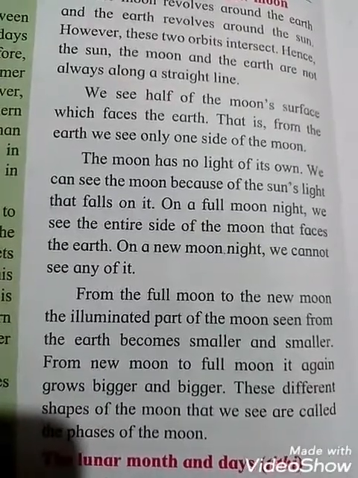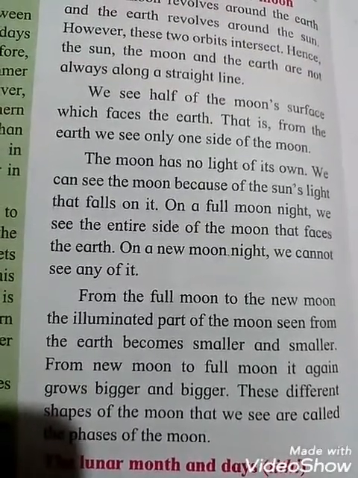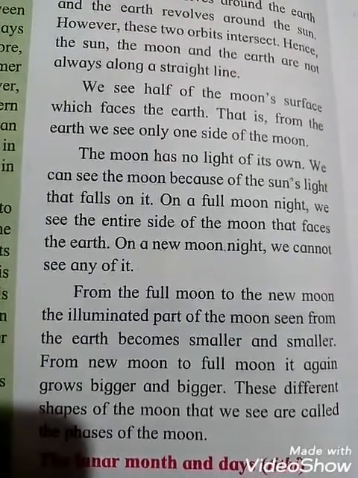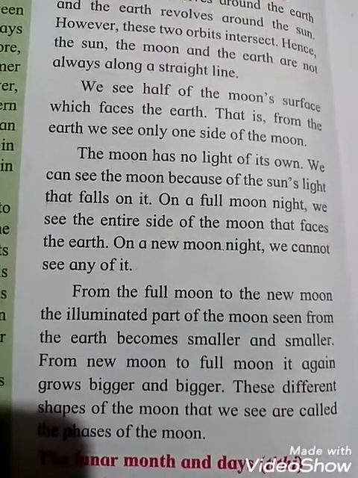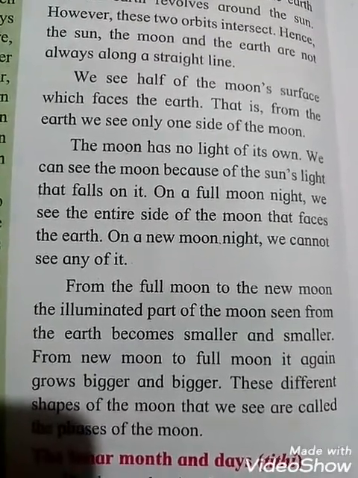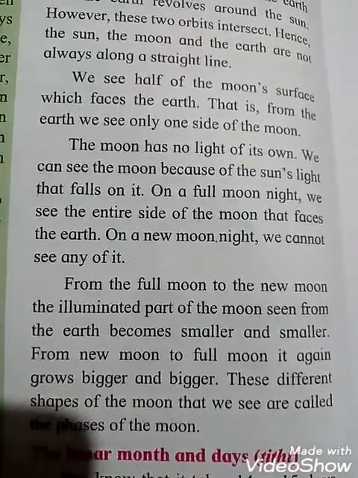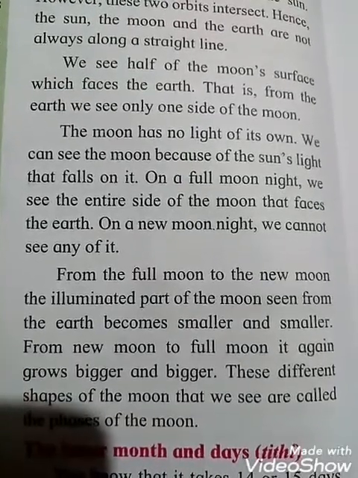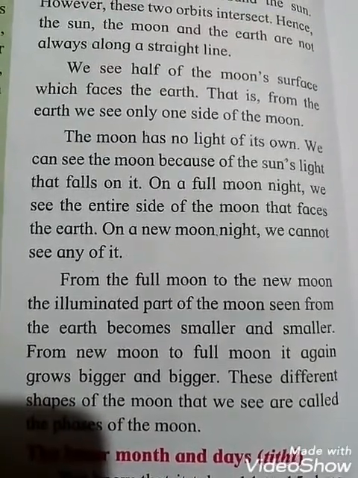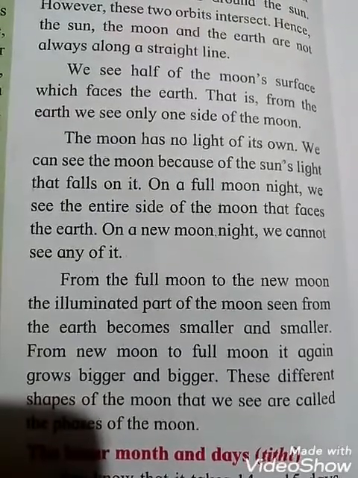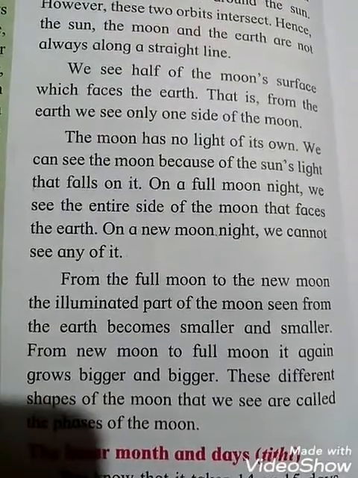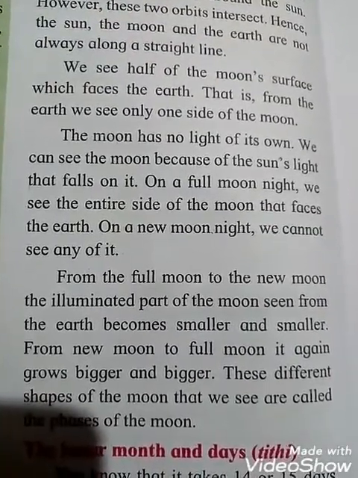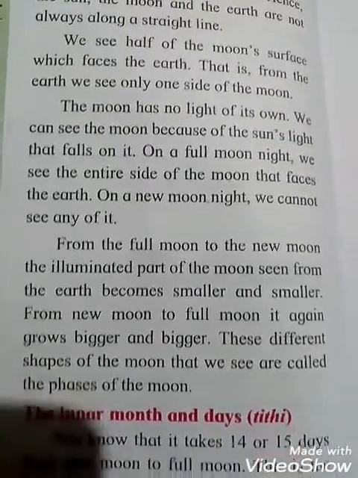On the full moon night we see the entire side of the moon that faces the earth. And see, students, on the full moon day we can see the full moon in the sky. Okay, why, students? Because on the full moon night we see the entire side of the moon that faces the earth, and on the new moon night we cannot see any of it. The new moon day is called Amavasya, and the full moon day is called Purnima. On the full moon day, we see the entire side of the moon that faces the earth, that means from the earth we can see the full moon in the sky. But on the new moon day, Amavasya, we can see that there is no moon in the sky.